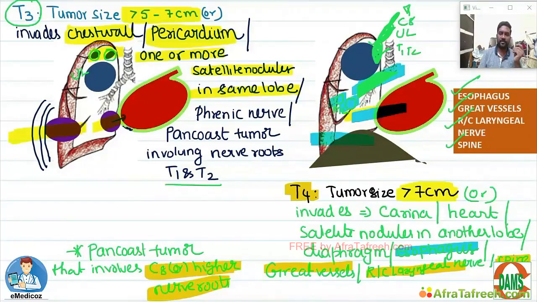What you should know is the size for T1: 3 centimeters. T2, 3 to 5 centimeters. T3, 5 to 7 centimeters. Anything more than that is generally T4. And also the pattern of invasion: pericardium is T3, directly the heart is T4. Esophagus, great vessels, recurrent laryngeal nerve, spine, everything comes under T4. So this completes the tumor status, the size and the amount of extension: we have T1, T2, T3, T4.